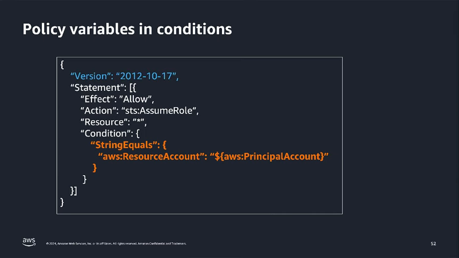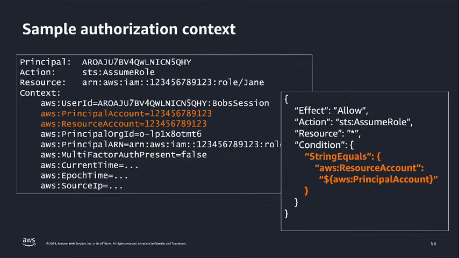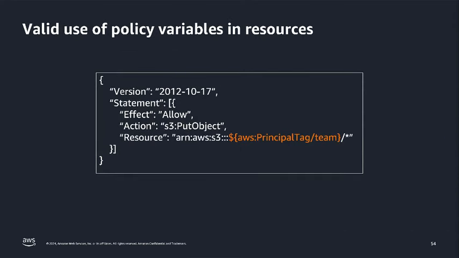One thing to call out is that you need to use the 2012 policy version in your policies to use policy variables. So when this policy with policy variables is evaluated, the evaluation engine will pull both the principal account and the resource account values from the auth context and compare them. Now, this can be a useful way to write a policy once and scale it across your organization.